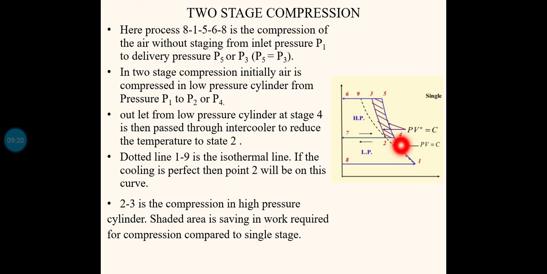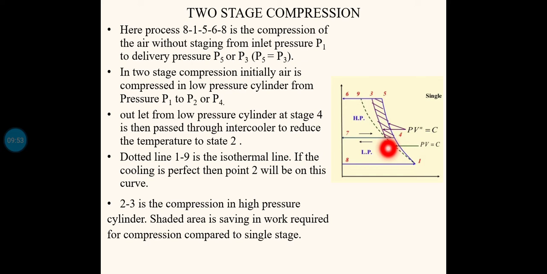So if the cooling is perfect, then what happens? T4 reduces to the initial inlet temperature T1. See here, T1 is equal to T2 is equal to T9. The reason is this is a constant temperature line. Along this line the temperature remains constant. All these temperatures are the same. So by doing intercooling, if it is perfect, then point 2 should be on this dotted line. So here it shows the perfect intercooling.